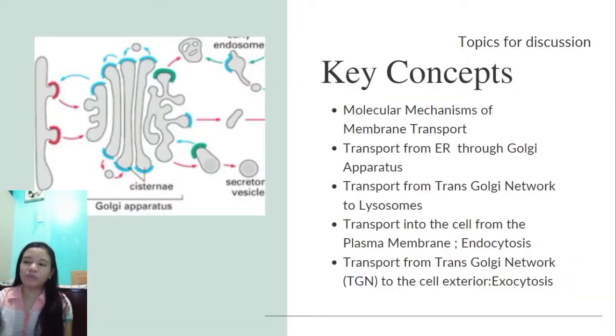Key concepts, we have the molecular mechanisms of membrane transport, transport from ER to Golgi apparatus, transport from Trans-Golgi network to lysosomes, transport into the cell from the plasma membrane, which is endocytosis, and transport from the Trans-Golgi network to the cell exterior, which is exocytosis.